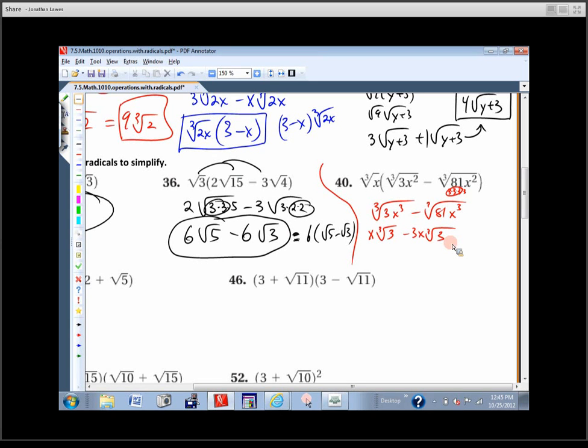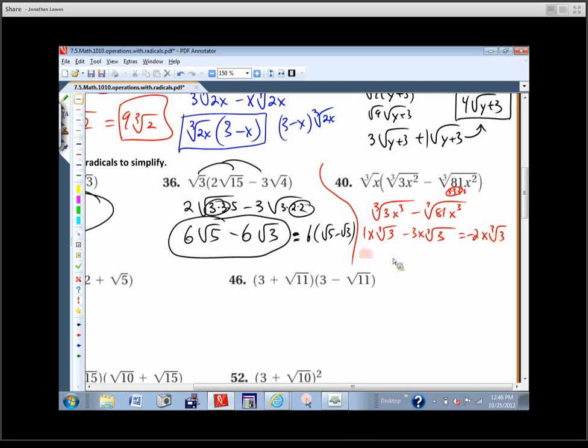Now, if you looked at this in terms of all the rules about like terms, that variable is x, so is that one. The exponent is 1, so is that one. These are both the same root and the same radicand, so these truly are like terms. So I have one of these minus 3 of these. What should the answer be? Should be negative 2x cube root of 3. Should be negative 2 of those things there.